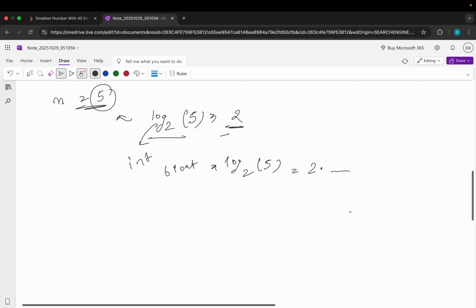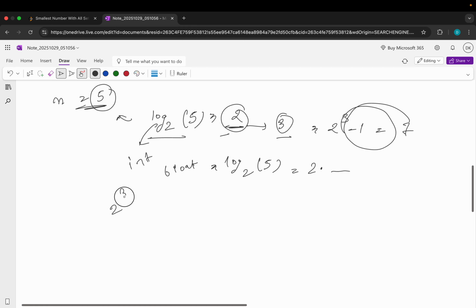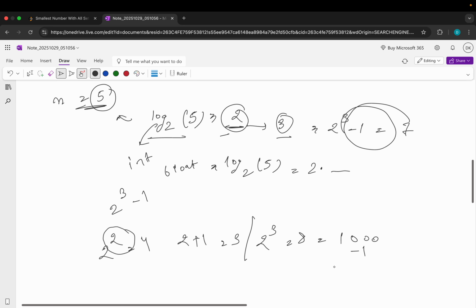Now we take 2 and increment it by 1 to get 3, and then we return 2 to the power 3 minus 1, which is 7. Let me explain why. Taking 2 to the power 2 finds the nearest power of 2 that is just smaller, but we need one that is greater than or equal to, so that's why we increment this 2 by 1. 2 plus 1 is 3, and 2 to the power 3 is 8, which is 1 0 0 0. Now if we decrement it by 1, it becomes 1 1 1. So that's our answer. Simple.